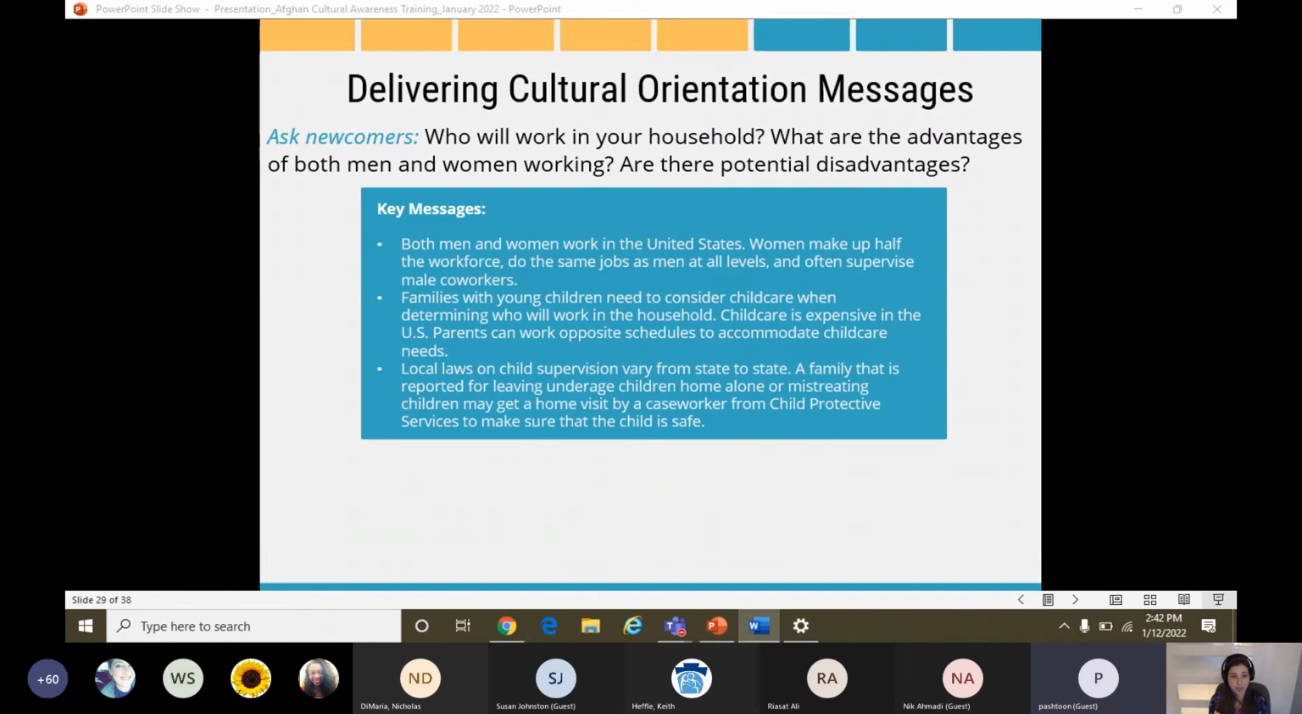You can then draw upon the key cultural orientation messages that I've provided here to continue the conversation. Again, you don't need to type this down. We will be sharing them after the presentation. But again, avoid reading through these key messages. Instead, use the key messages as a guide to continue the conversation with newcomers. In your conversation, try to exercise patience and understanding, and just remember that American culture is new to these families and they have a lot of lived trauma that they are still coping with.